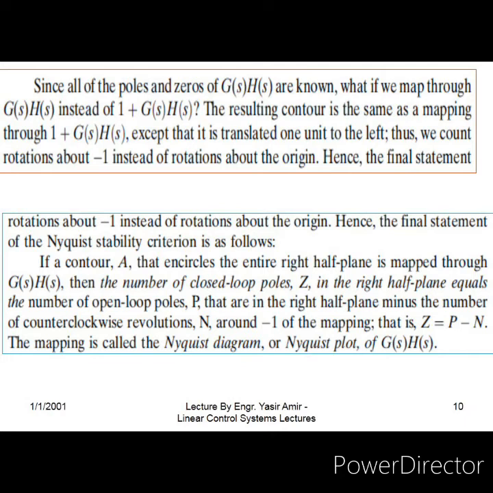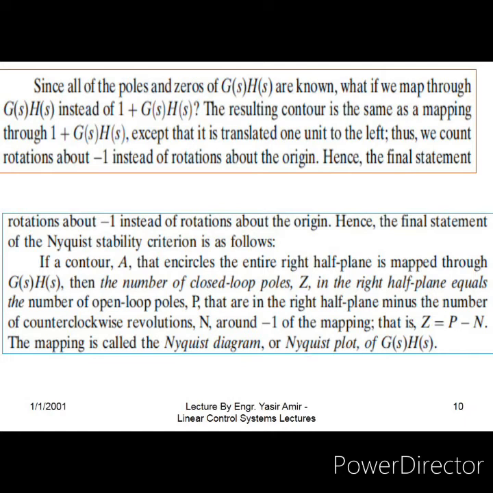And in the right half plane it equals the number of open loop poles P, and P represents the open loop poles that are in the right half plane, the wrong side. P is that number of poles. Z is the number of closed loop unstable poles. Then the number of encirclements is N, the number of counterclockwise revolutions about the minus 1 point in the GH plane. When we draw that contour B, the second closed path, the number of counterclockwise revolutions of the minus 1 point is represented by N.